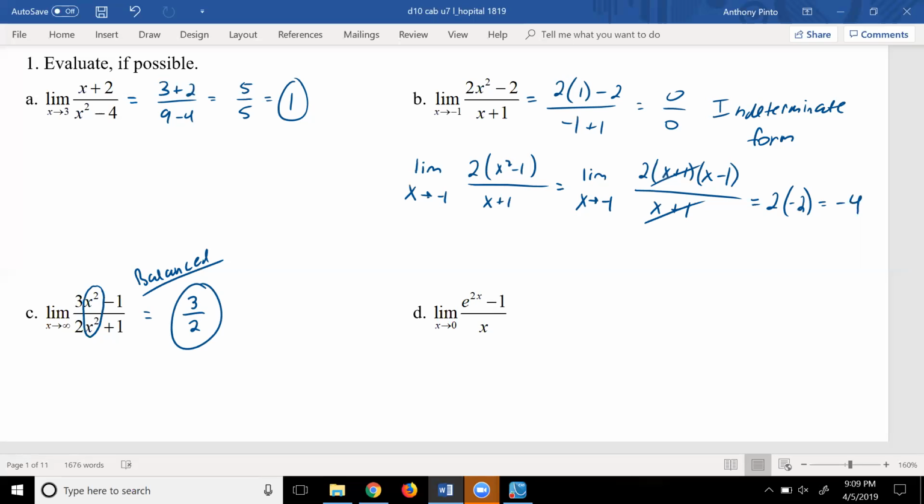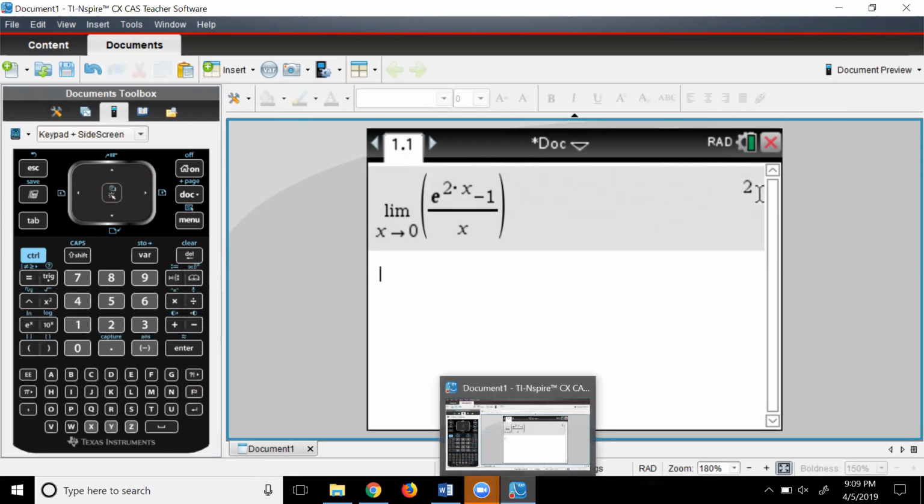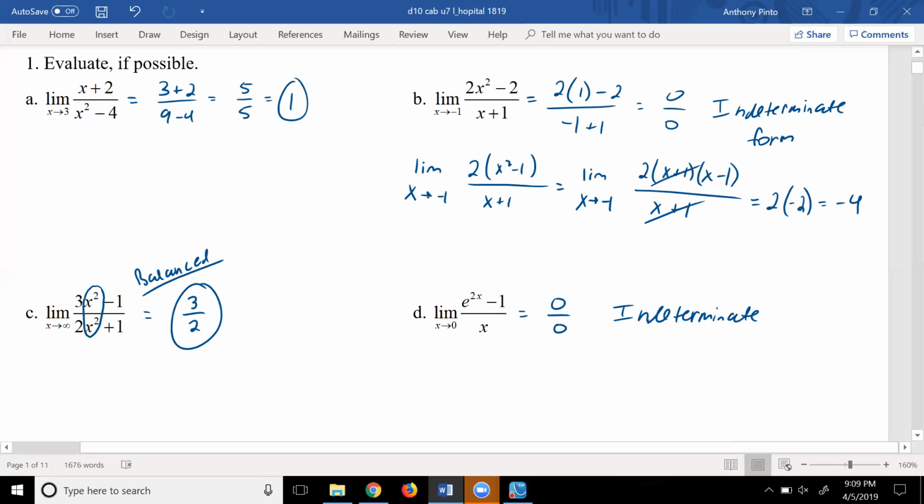But now we look at D, and when we plug 0 in here, we get e to the 0th is 1, minus 1, which is 0, and 0 in the denominator. And this is the indeterminate form. We can't factor the top because it's not a difference of squares. There's nothing really to factor and cancel. So how the heck do we solve this? Well, I plugged it into the calculator earlier, and as you can see, I got an answer of 2. But the question is, how did the calculator get an answer of 2? So that's what we're going to learn today.